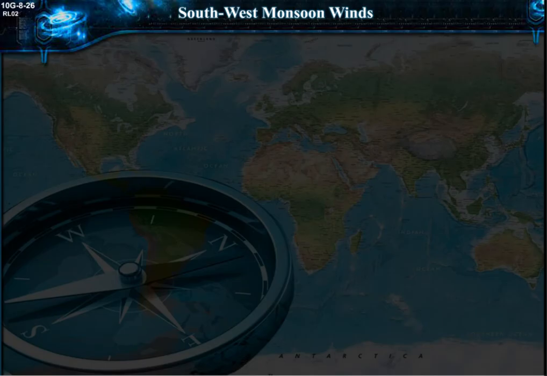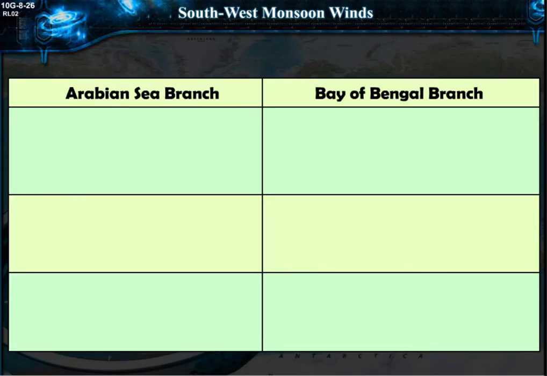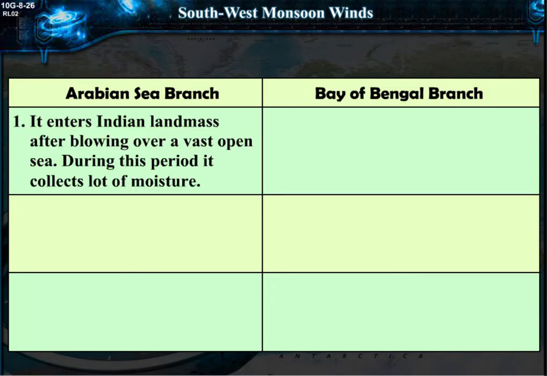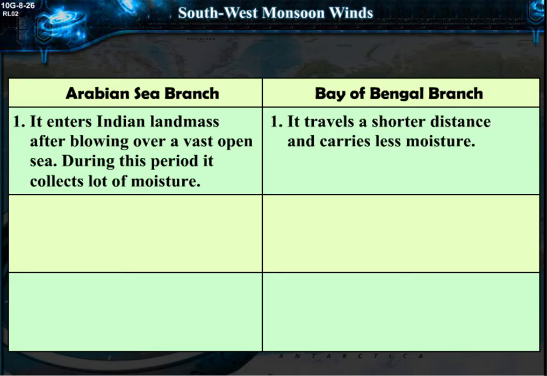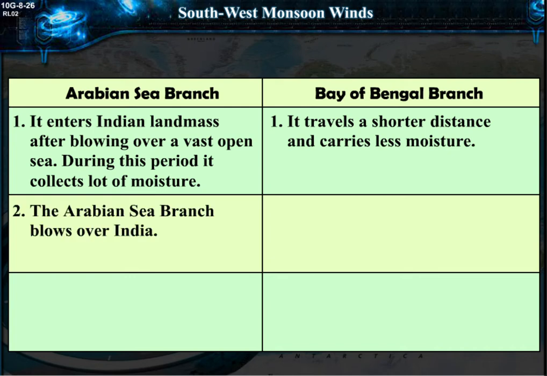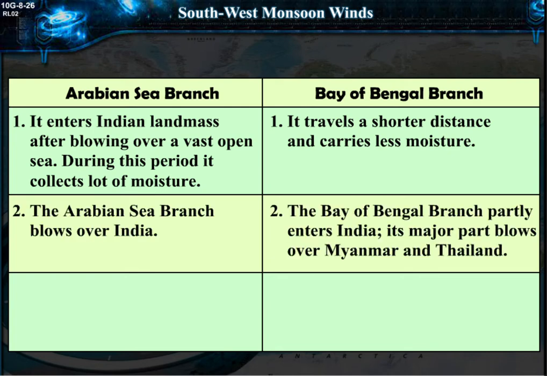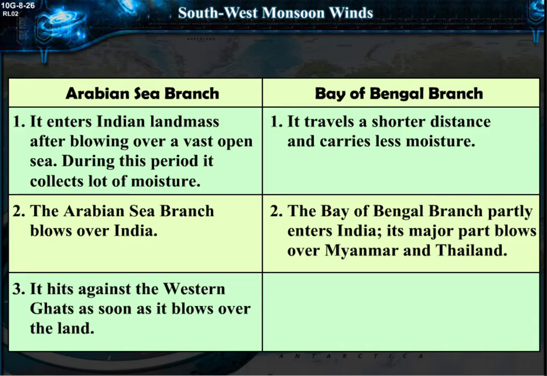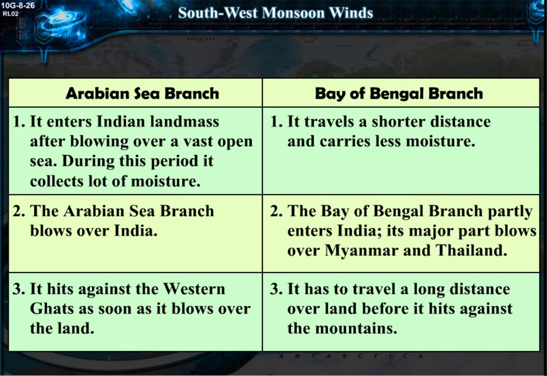Now let's compare the two branches of the southwest monsoon winds, Arabian Sea branch and the Bay of Bengal branch. 1. The Arabian Sea branch enters Indian landmass after blowing over a vast open sea. During this period, it collects a lot of moisture, while the Bay of Bengal branch travels a shorter distance and carries less moisture. 2. The Arabian Sea branch blows over India, while the Bay of Bengal branch partly enters India. Its major part blows over Myanmar and Thailand. 3. The Arabian Sea branch hits against the Western Ghats as soon as it blows over the land, while the Bay of Bengal branch has to travel a long distance over land before it hits against the mountains.